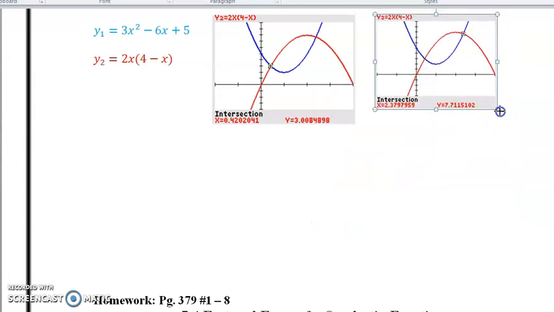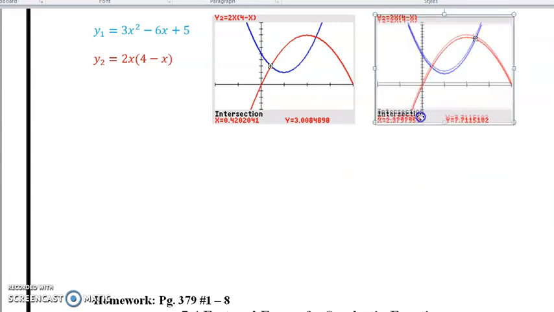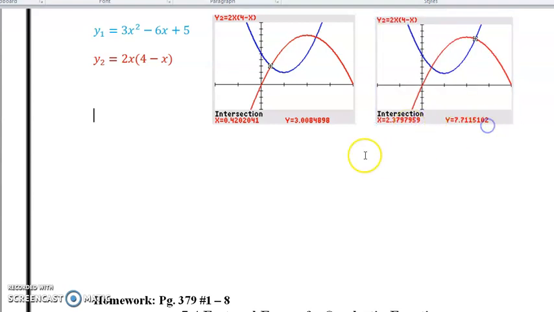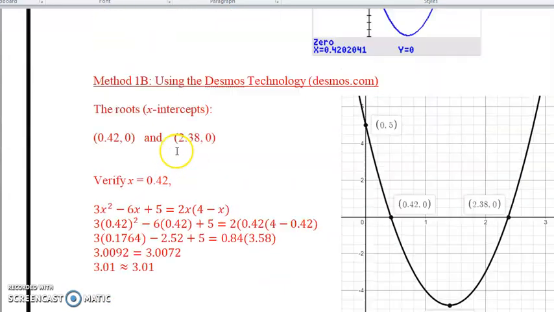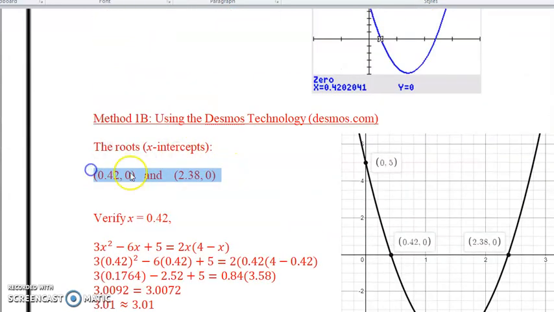And there's the two intersection points. Remember, you're concerned with the x values. That is what you want to look at, these two x values. Exact same as the ones we had here before. They're there. Now again, the y values are different because we did it a different method.